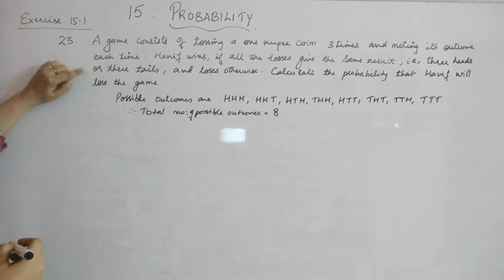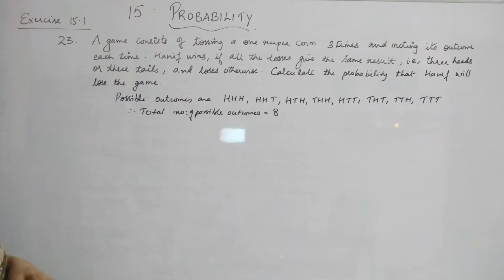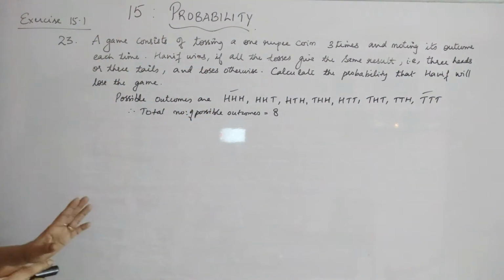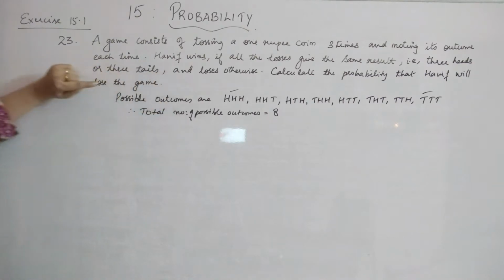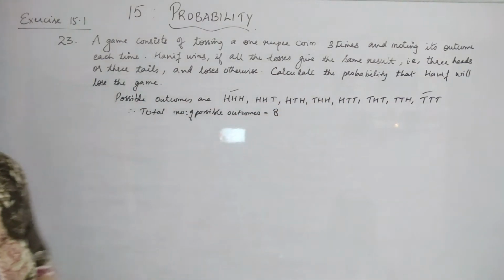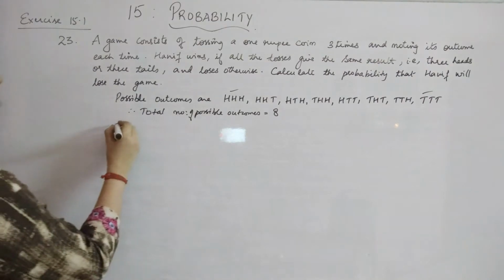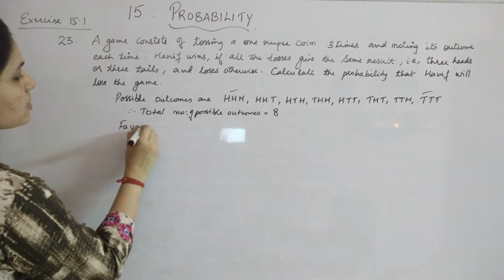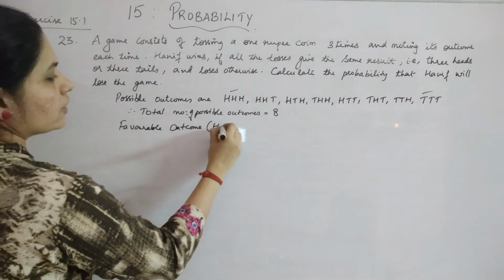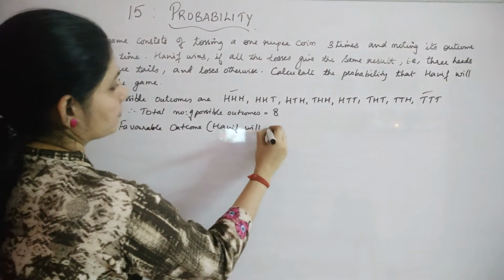Now what is given? Hanif will win if all the tosses give the same result, that is, if Hanif is getting HHH or TTT, then only he will win the game. Otherwise he is losing the game. So we have to find the probability that he will lose the game, that means when the outcomes are these 6 except HHH and TTT. So the favorable outcomes, or Hanif will lose the game.